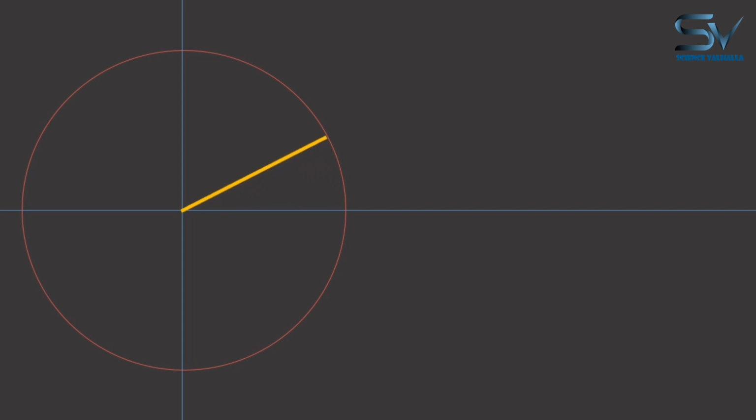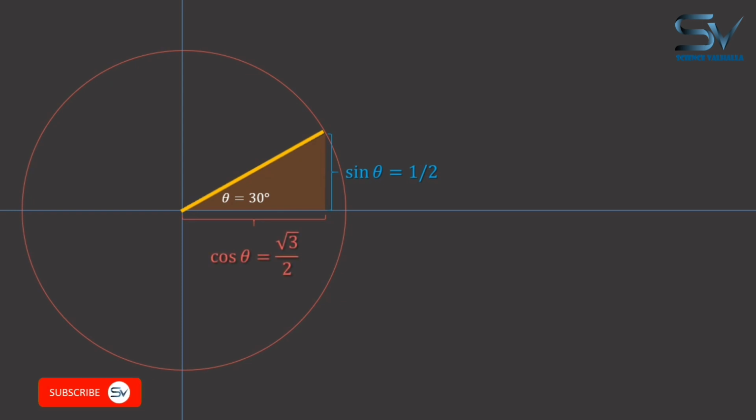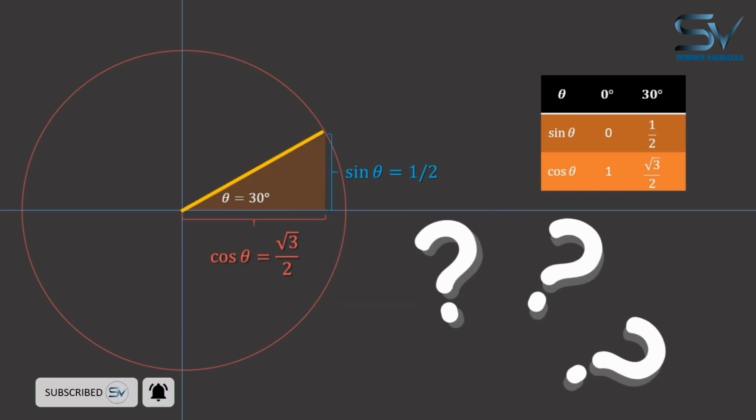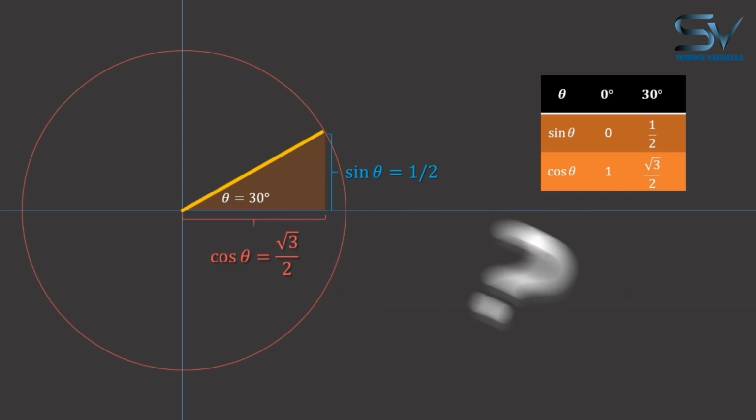The angle is now 30 degrees. At 30 degrees, the value of sine theta and cosine theta is 1/2, and the square root 3 divided by 2 is found. Can you now create the table on your own and determine the values of the remaining functions?